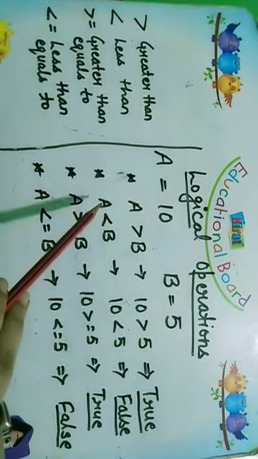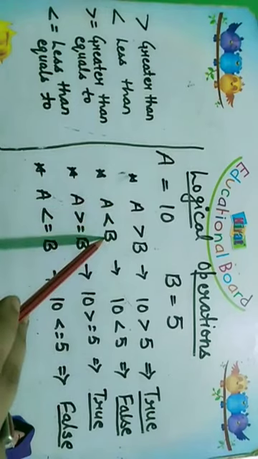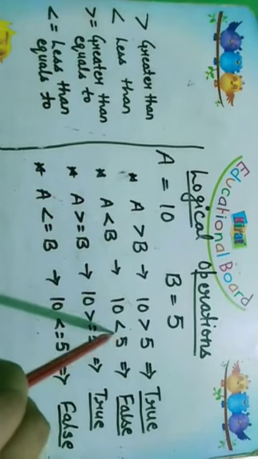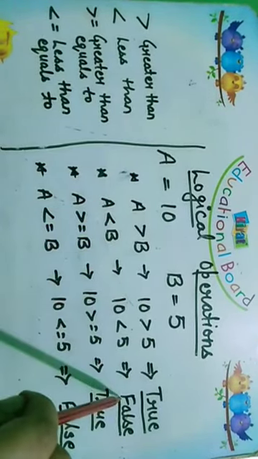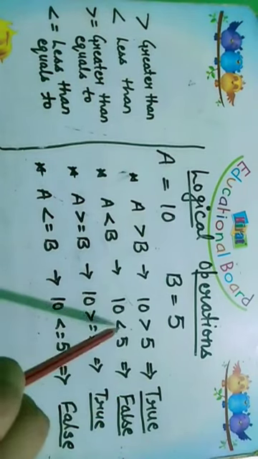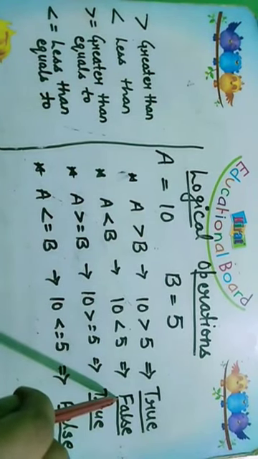Next, we have to compare this. A is less than B means 10 is less than 5. No. So, the answer would come in the form of false.